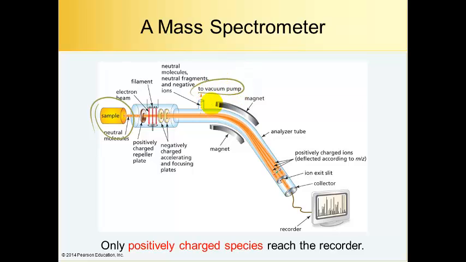So the only thing that we see in mass spectrometry is the positively charged ions. Because of the magnets, they are pulled through the magnet and they hit the detector down here. And so then we can look at the mass to charge of the fragments that hit the detector. We really need to remember that only the positively charged species reach the recorder.